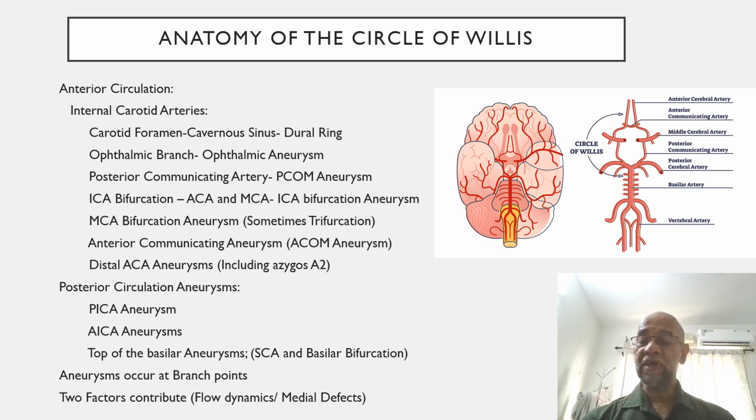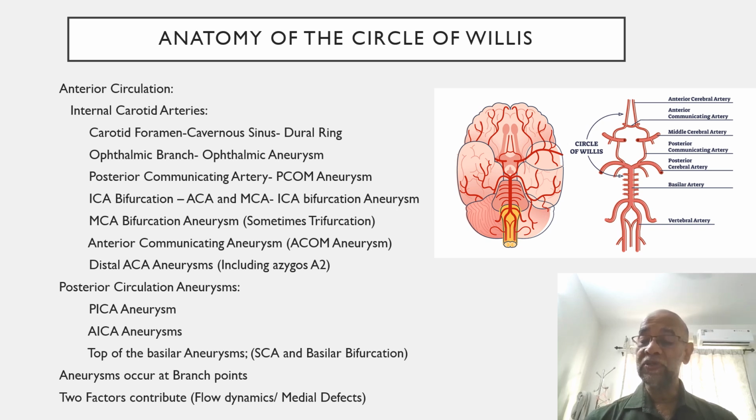Posterior circulation aneurysms are aneurysms which originate from the vertebrobasilar circulation. The two vertebral arteries ascend through the foramina of the vertebra and then enter the foramen magnum. They pass anterior to the brainstem and unite to form the basilar artery. The vertebral arteries themselves give rise to branches, the main branch being the PICA, or the posterior inferior cerebellar artery. And at this point, you can have a PICA aneurysm.